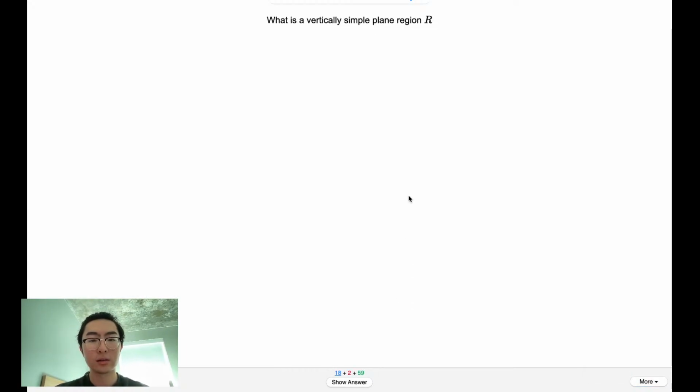What is a vertically simple plane region R? What the hell? Why is this in R? Okay, so I think for a vertically simple plane, this is something I was trying to learn for Calc 3. That exam already happened, which I did okay on. I'll see what happens.